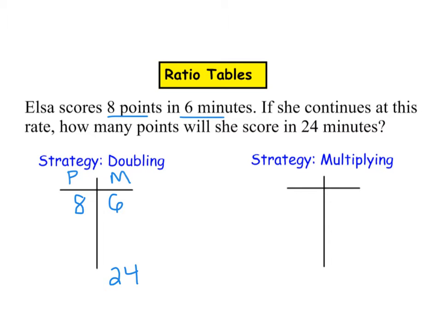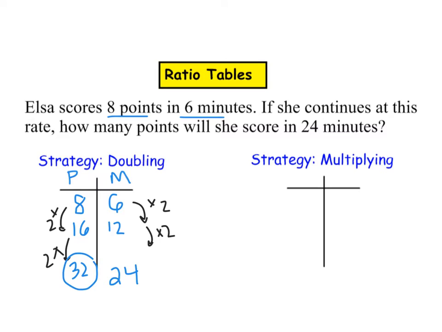And now for this strategy, what we are going to do is double. So times 2. Each side of the ratio table, you have to do the same thing to each side until we get to 24. So 6 times 2 is 12. 8 times 2 is 16. We're going to double again. And we would have 12 times 2 is 24 and 16 times 2 is 32. So the answer to this problem is she'll score 32 points in 24 minutes.